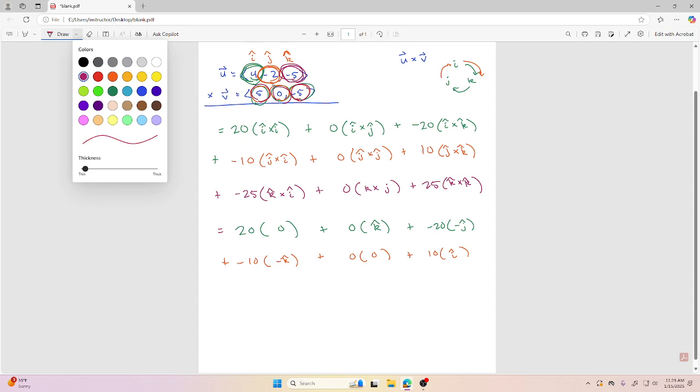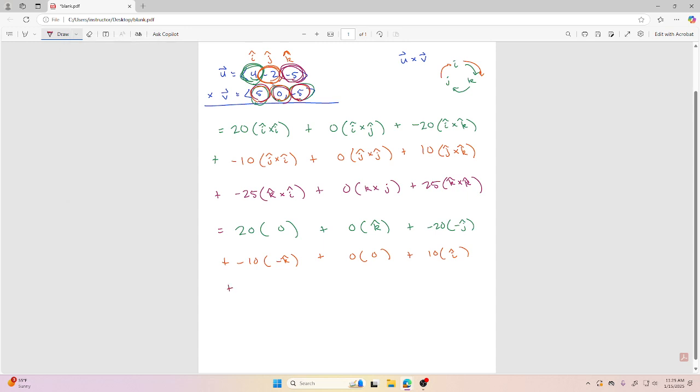And then finally, we have -25, K cross I. K cross I, we're actually going the correct direction finally. It's just a plain old J. We got 0 again, so it doesn't matter. But what's K cross J? I think it's a -I, right?